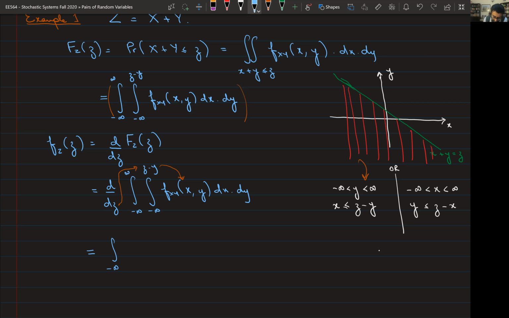Right. So the integral is going to go away, right? So the integral actually cancels with the derivative, right? This is f_XY, and instead of x, you have z minus y here. And this is, I believe, इसको क्या कहते हैं? वो Leibniz rule कहते हैं.